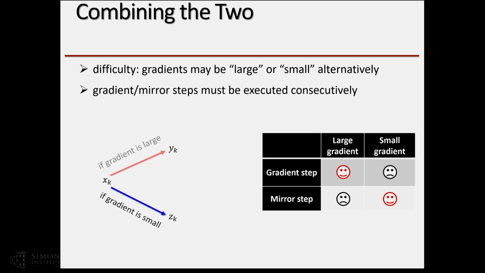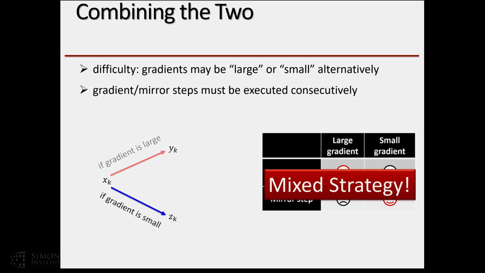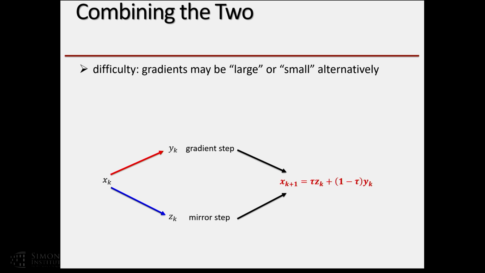So by looking at the 2x2 matrix, we definitely know what's the best answer. That's to play a mixed strategy. So what we should actually do, proposed by our paper, is to choose a linear combination of the two strategies, a linear combination of gradient and mirror descent. Here the combination ratio, tau, is between 0 and 1, and is to be tuned. It depends on the problem, so I'm not going into the details. But that's the rough idea of linear coupling.